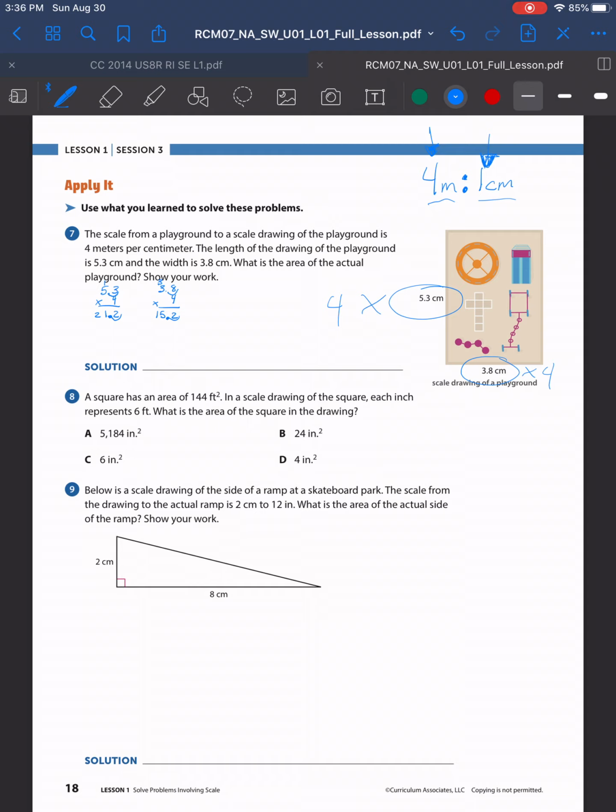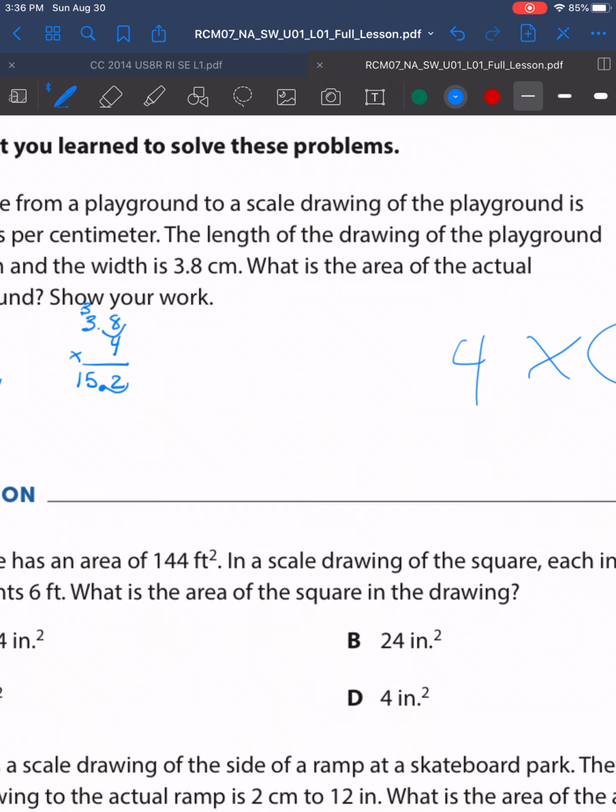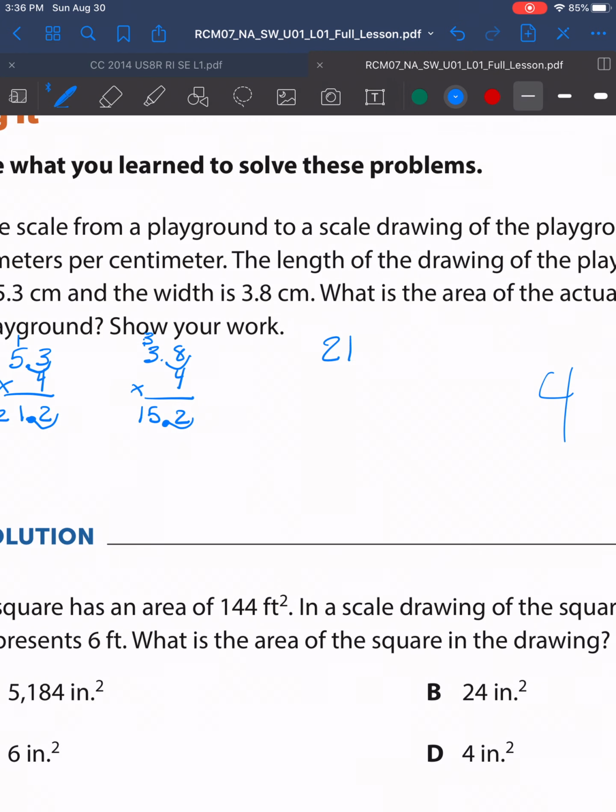So now what is the area? Now I have to take both of these two, length and width, and multiply them, okay? So I'll do that over here. 21.2, 15.2. Times them out. 2 times 2 is 4. 2 times 1 is 2. 2 times 2 is 4.